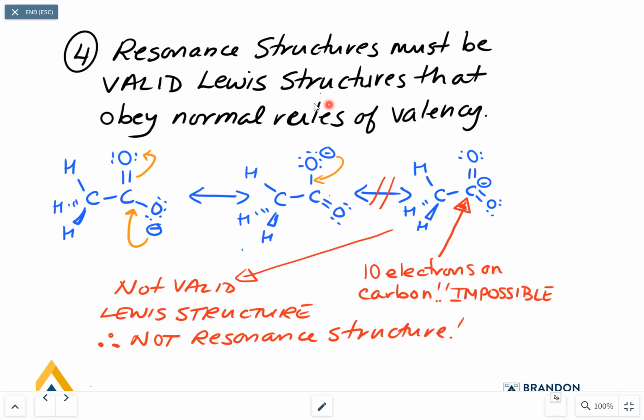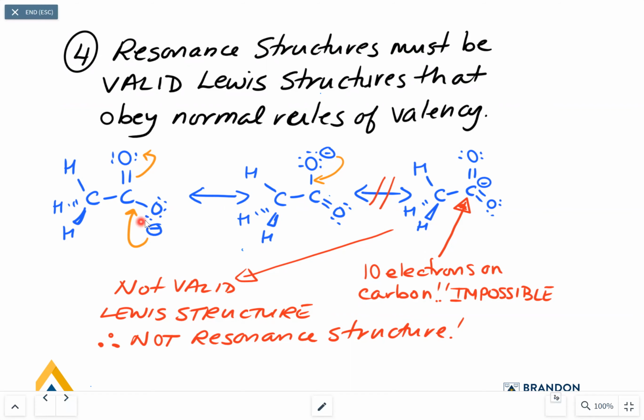Our resonance structures have to be valid Lewis structures. So at no point did I just move these electrons here and make a structure which looks like this. The problem with this structure, and it was the same with nitromethane, is that carbon's got 1, 2, 3, 4, 5 bonds, which means it would have 10 electrons. And remember the octet rule, carbon can only have 8 electrons. So it has to be a valid Lewis structure to be a resonance structure.